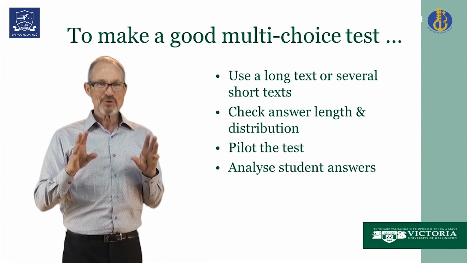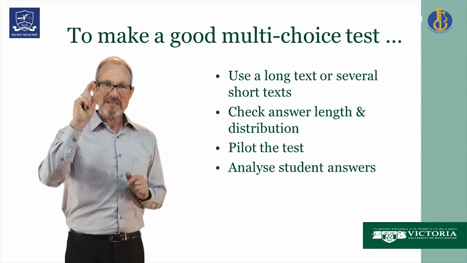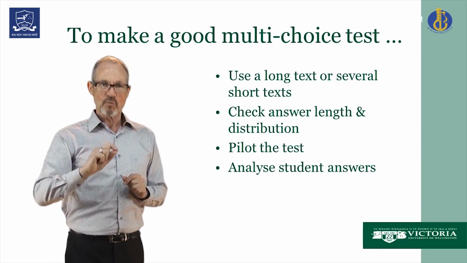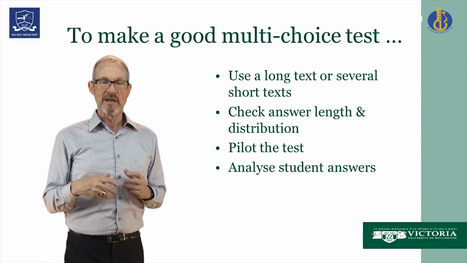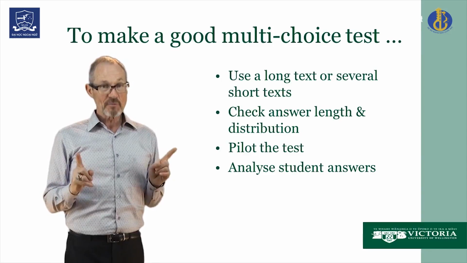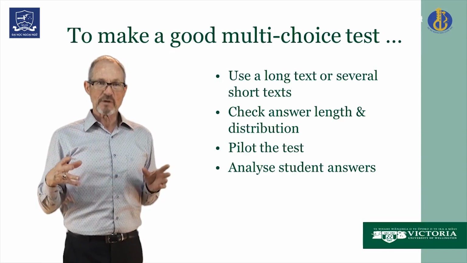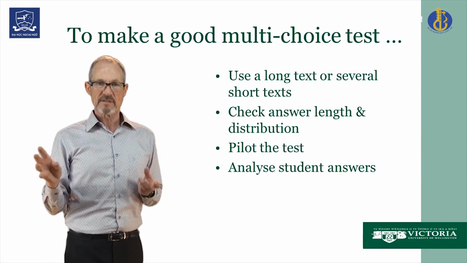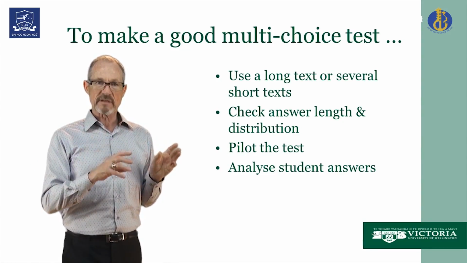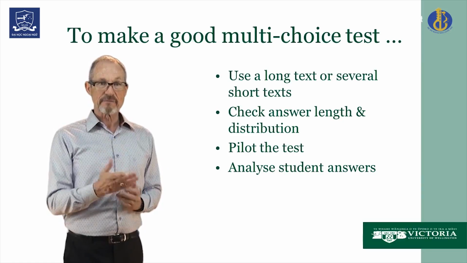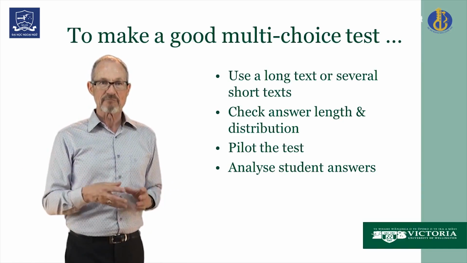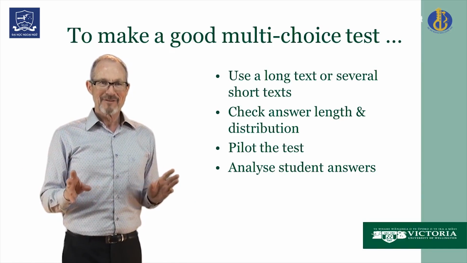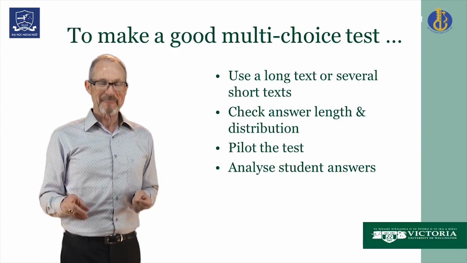So when you've made your multi-choice test, you must go through and just see which letters you've chosen each time as the correct answer. And you might be surprised. You might find that you have unconsciously favoured one letter much more than the others. So you need to check the distribution of the answers. It doesn't matter if A is the right answer. Don't go for C all the time.